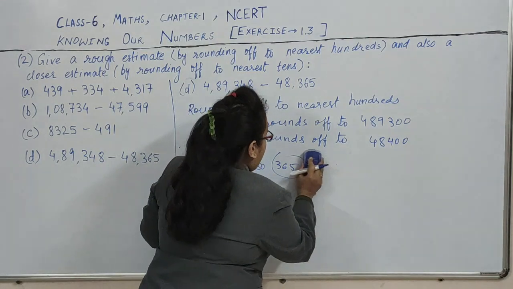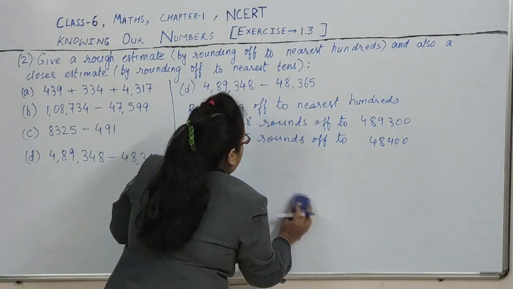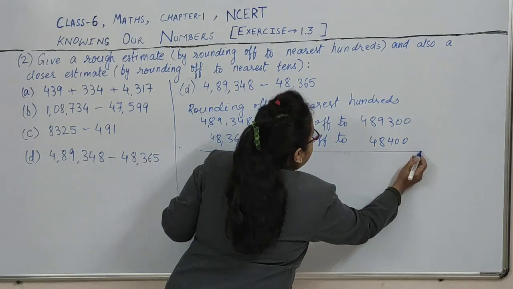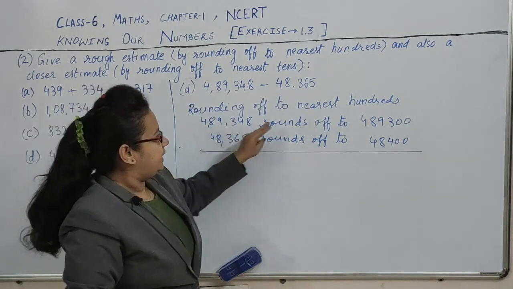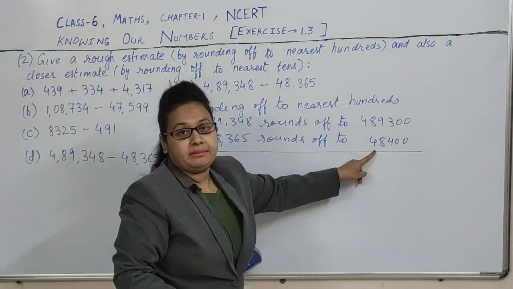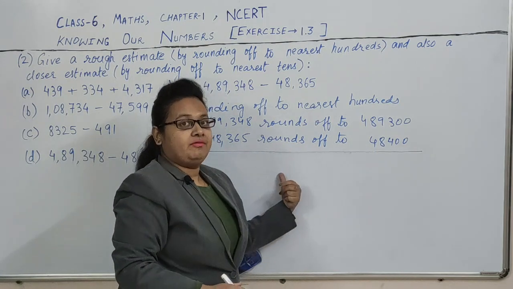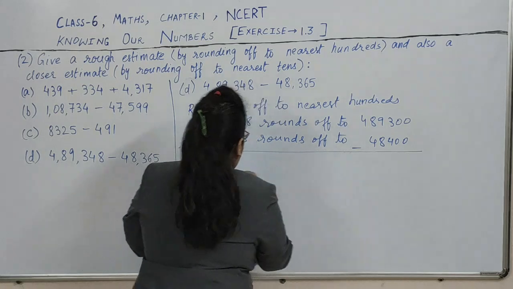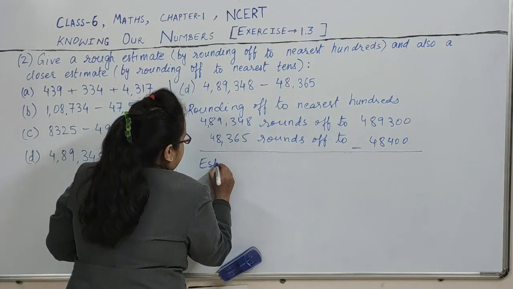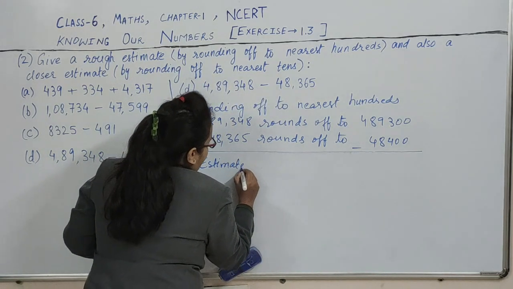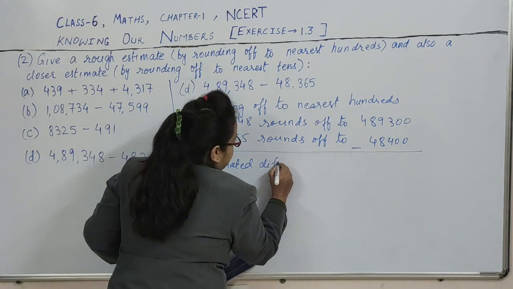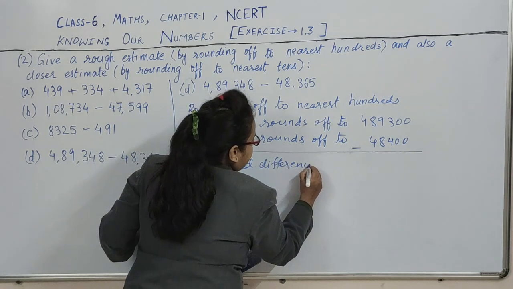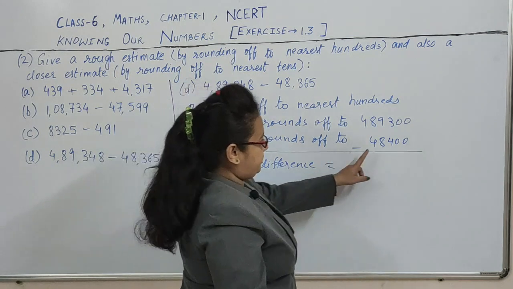Okay, now what will we do? Now we will find the estimated difference. We rounded off both the numbers to the nearest hundreds and then we will do the subtraction. So that will give the estimated difference. What will that be? We have to subtract it.